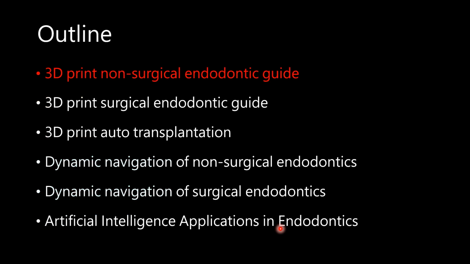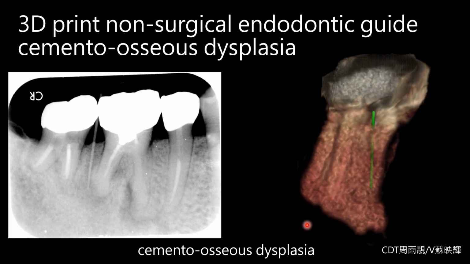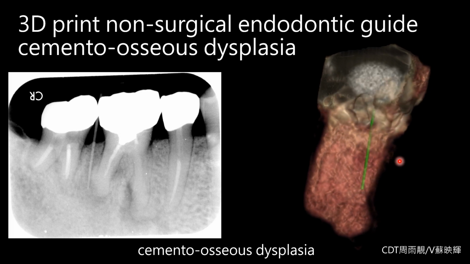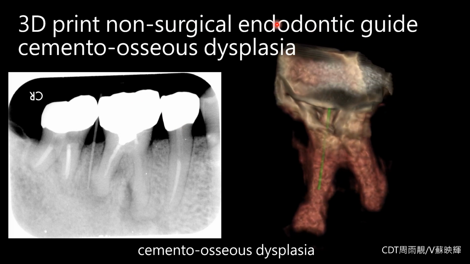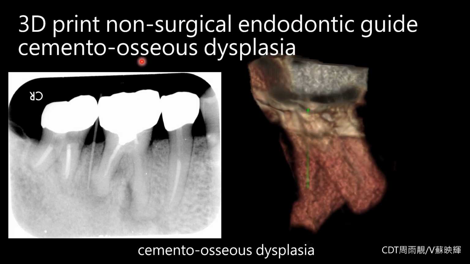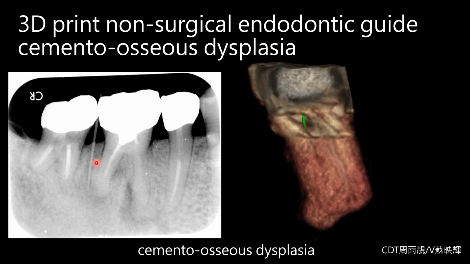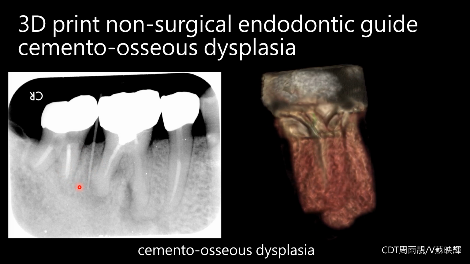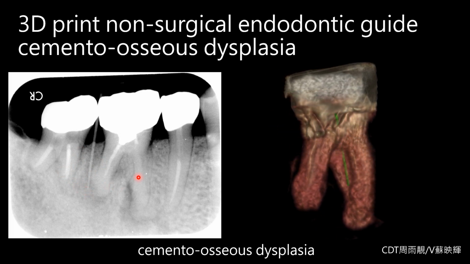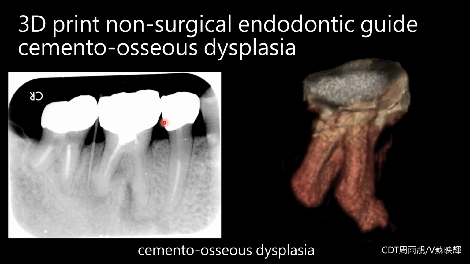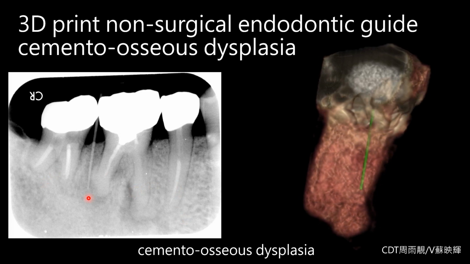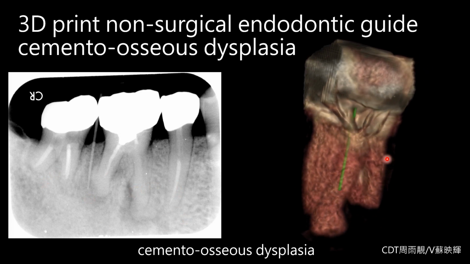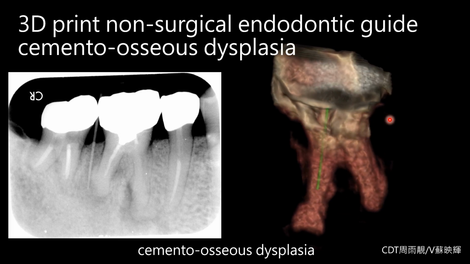Let's begin with the first one, the 3D print non-surgical endodontic guide. This image is the reconstruction from the CBCT. This one is the 3D print non-surgical endodontic guide. Right here is a cemento-osseous dysplasia. We call it maybe a chronic abscess in endodontics. We have this single crown here, not a very good root canal filling, and a periapical lesion. And this one is a reconstruction of the CBCT.